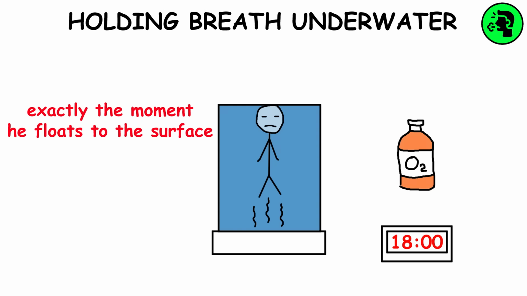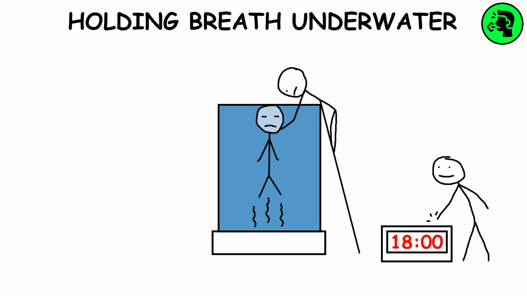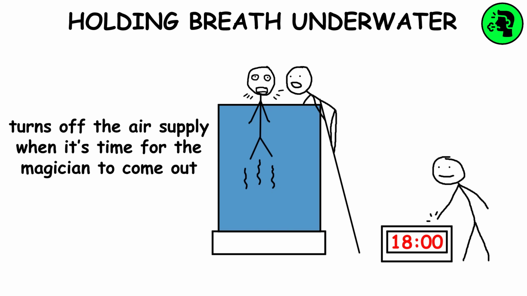In reality, the timer hides an oxygen tank that is connected to the assistant girl who checks his pulse. The assistant cleverly attaches the tube in her hand to a tube on the magician's back, allowing him to breathe. The assistant near the timers turns off the air supply from the oxygen tank when it's time for the magician to come out of the water.